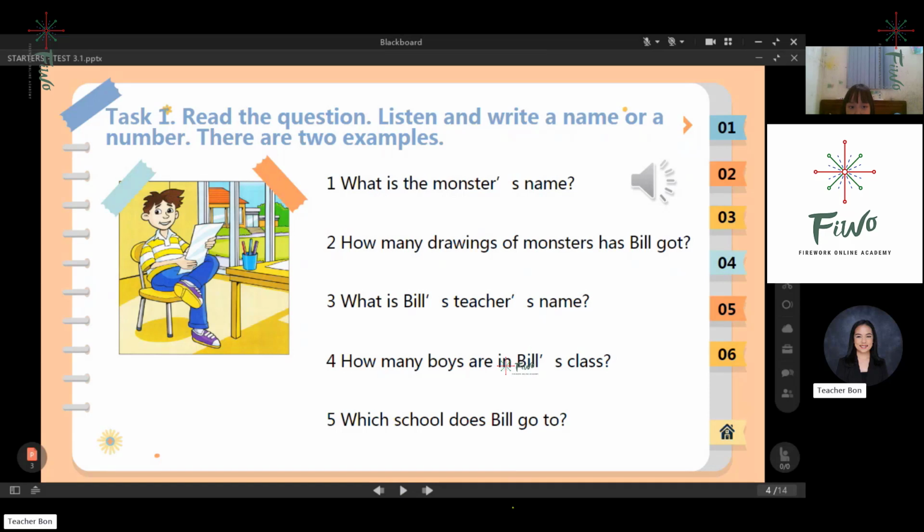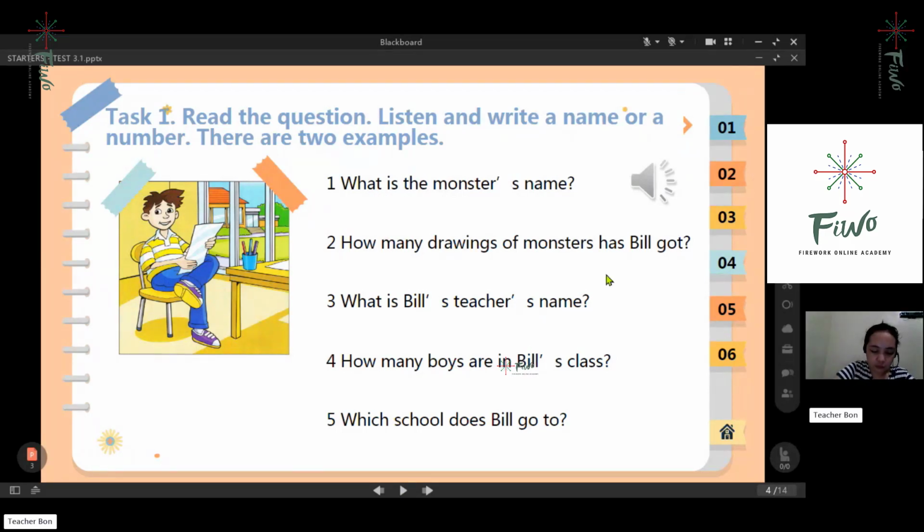Two. Bill's got lots of drawings of monsters. He puts them on his bedroom wall. How many drawings of monsters has he got? 15. Pardon? 15. Wow!